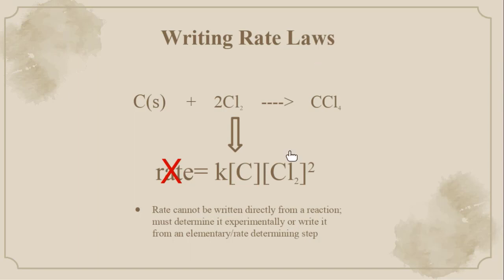Could I just take the coefficients? No, I can't take coefficients. Only for a rate-limiting slowest step can I take the coefficients and just plop them onto my rate, right? So there's a lot wrong with this rate. How do we determine rates? Usually through data, through experiments. You'd be in the lab.